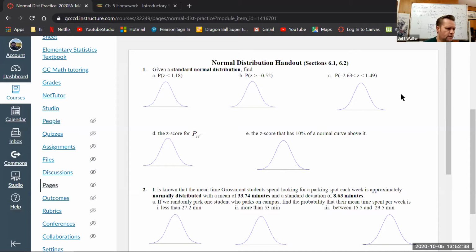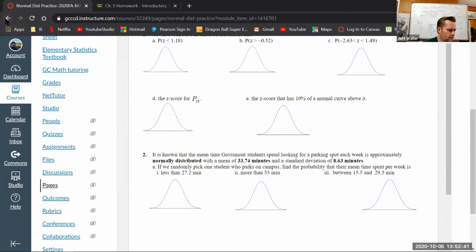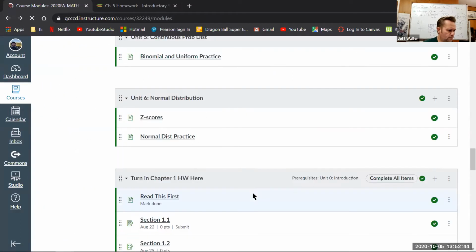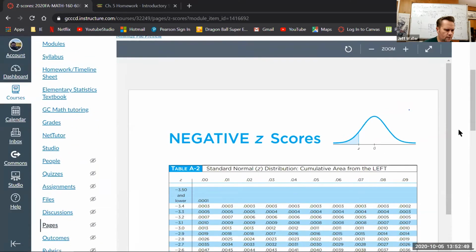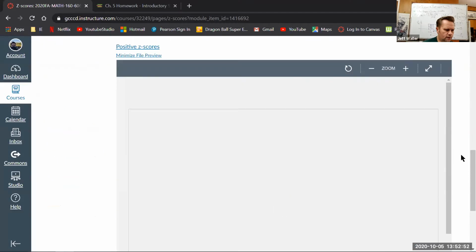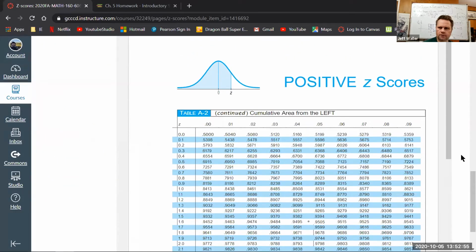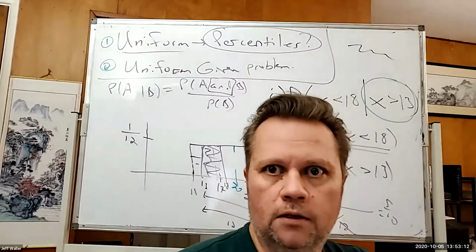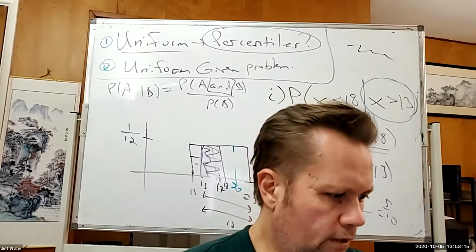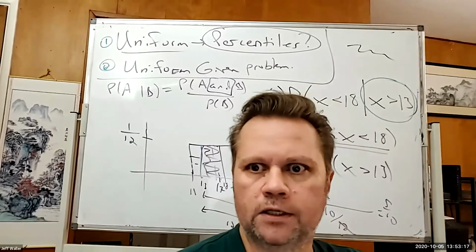Something else you want to get, I think in that same module, is the z-score charts. You want these charts here, the negative z-scores and the positive z-scores. So let's do a quick review problem, just to make sure we all remember how this works. Oh shoot, there went everything. All right. Which means I got to change this. Sorry, hold on.